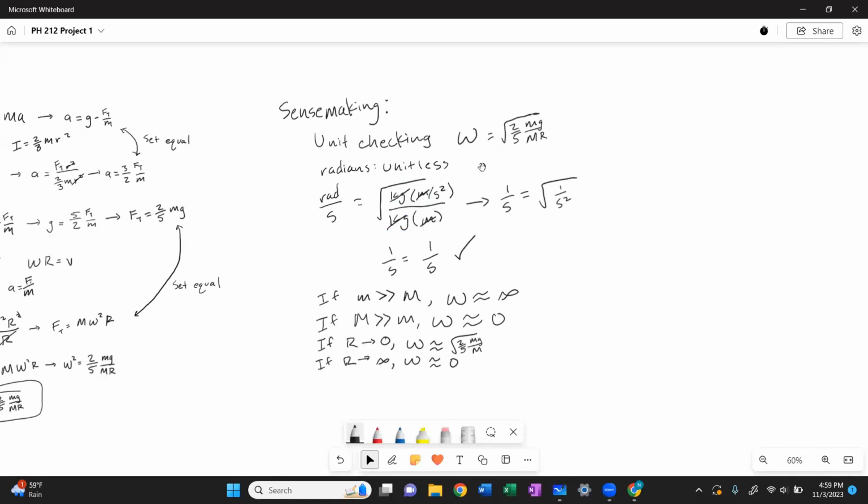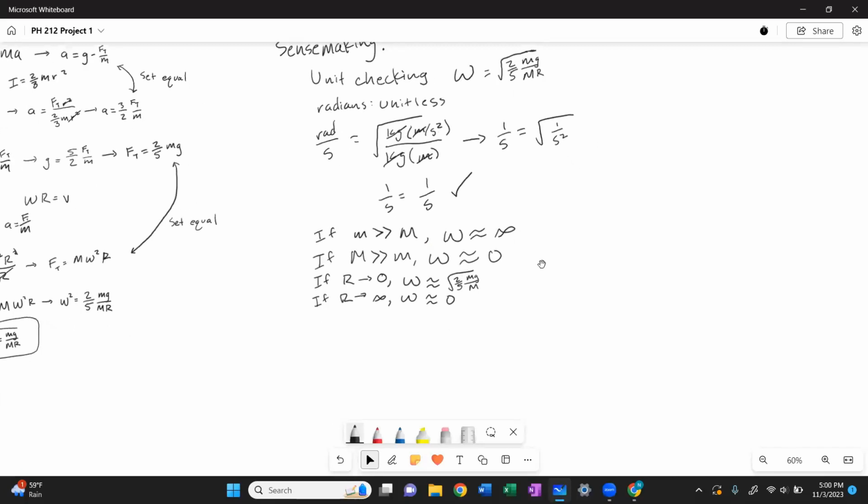And then we have gravity, which is meters per second squared, and we have radius, which is just meters. Those cancel out too, and then we lose the seconds: 1/second is equal to the square root of 1/second squared. And of course we can take the square root of 1/second squared, and that is just 1/second. So that checks out. And then we can do some special case analysis.